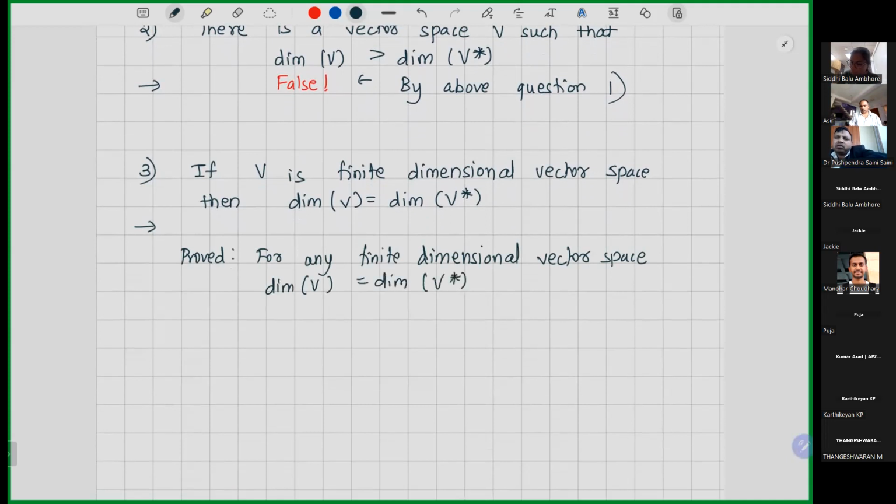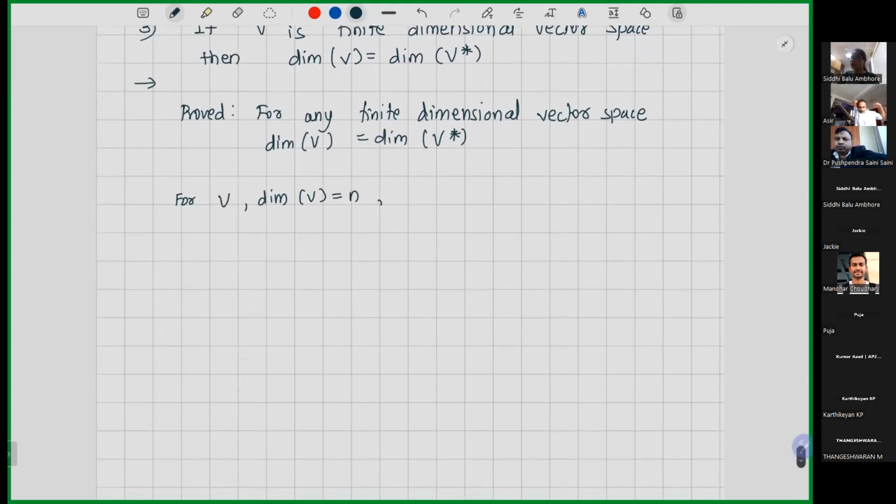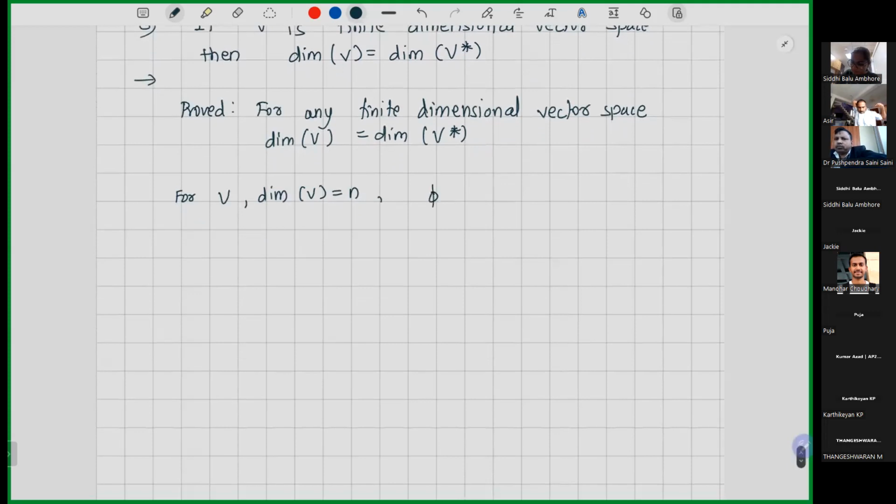And how they prove it, I will just quickly give the sketch of the proof. For V of dimension n, so V is finite dimensional, so we can assume it to be of dimension n. Then we define this map from V star to M1 cross n R. And how is it defined? V star contains linear functionals, so they are all functions from V to R. R is one dimensional and V is now n dimensional.